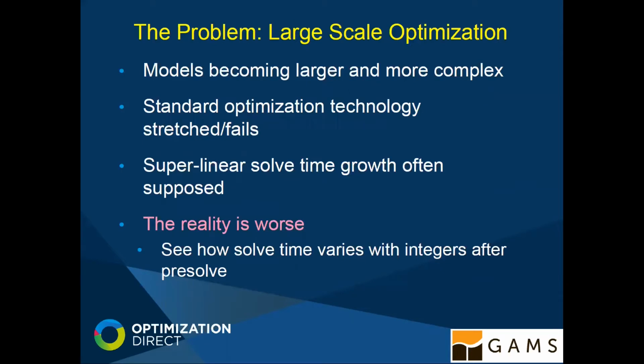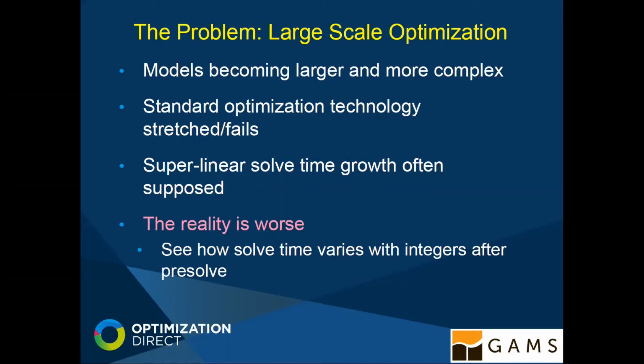Well, models seem to be getting larger and more complex. So much so that the ordinary standard, if you like, MIP branch and cut technology gets very, very stretched, or indeed fails to deliver anything useful. Many people suppose that the solution time grows with model size and complexity, and that's quite reasonable. And they further suppose that that growth is superlinear. I'm afraid the reality is somewhat worse than this.